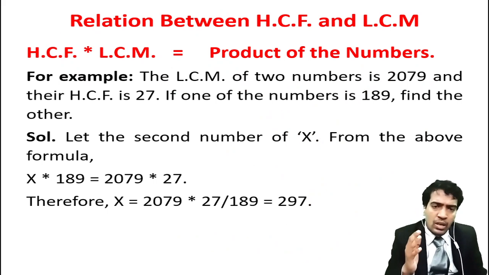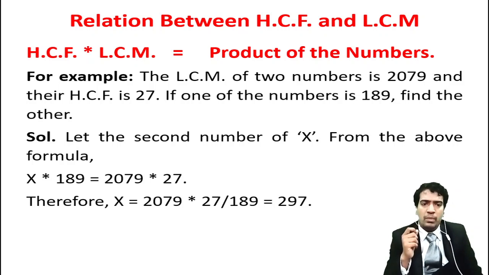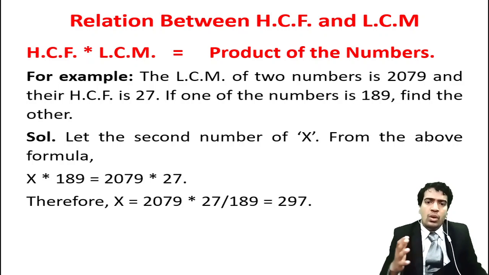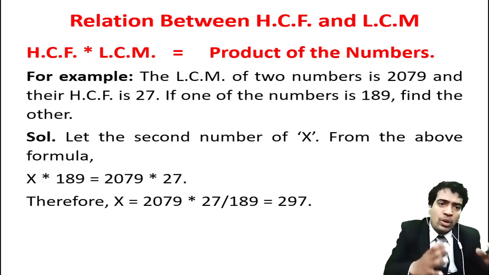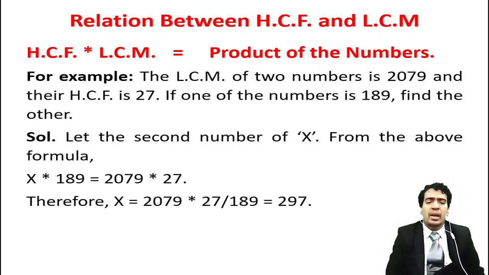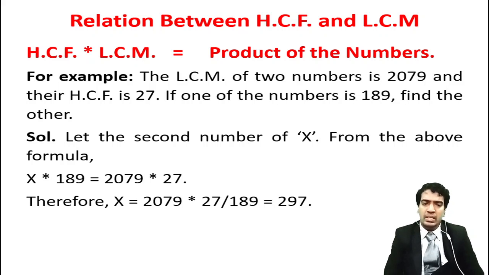So let us look at the relationship between HCF and LCM. Now, if you take the product of HCF and LCM, that should be equal to the product of the numbers given. Let us take an example. Let us take this question. The LCM of two numbers is 2079 and their HCF is 27. If one of the numbers is 189, find the other.